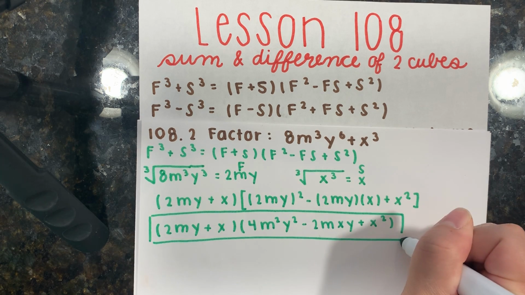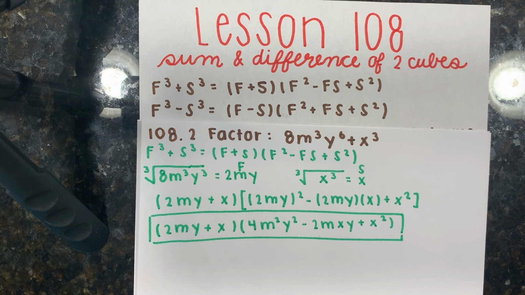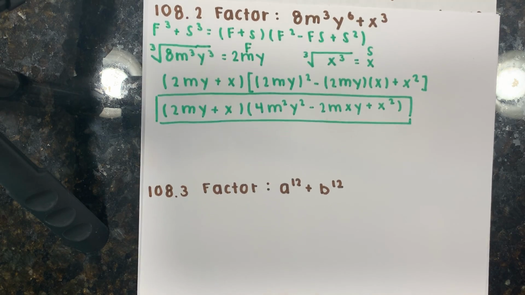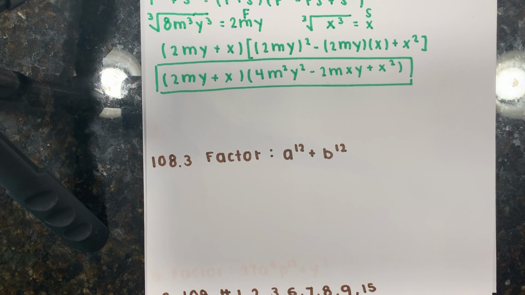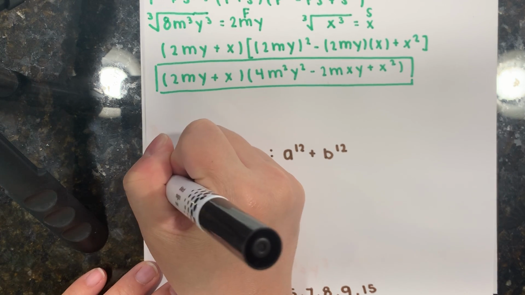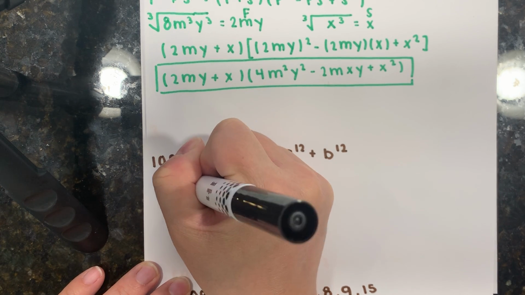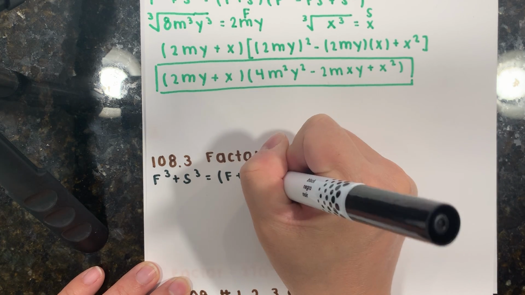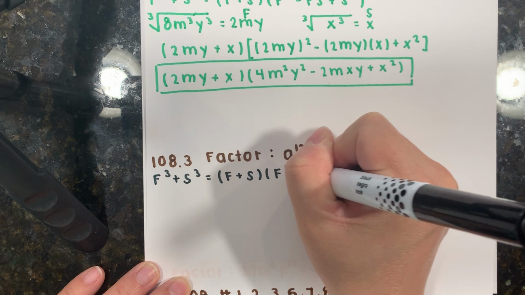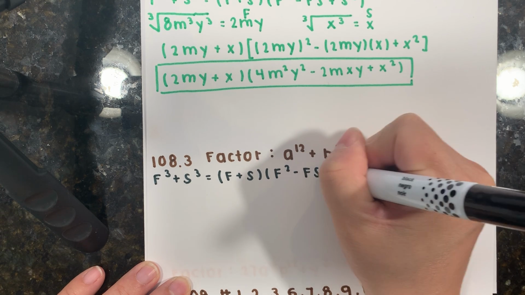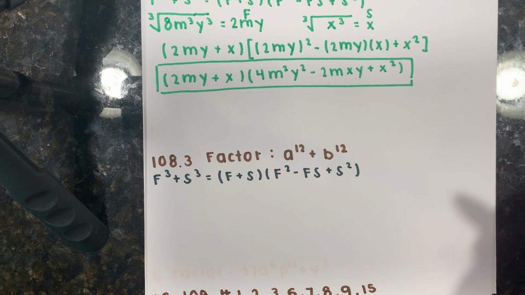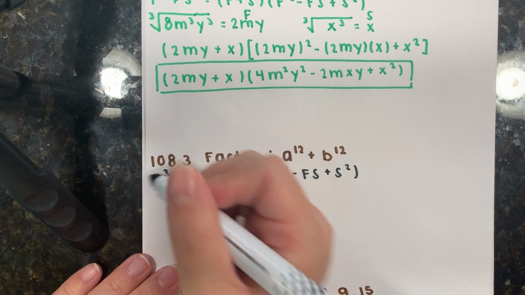And that's your result. So you're just taking the cubed root of terms and then inputting them into an equation. So for 108.3, it's going to be the same equation that we just used on the last one. So that would be first term cubed plus second term cubed equals f plus s, f squared minus fs plus s squared. So now what I have to do is find my first term and my second term.